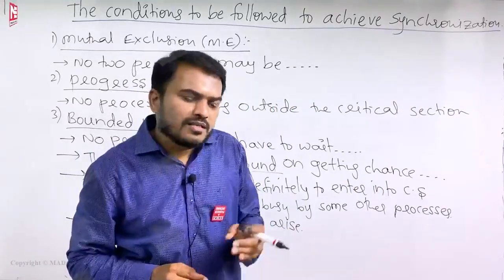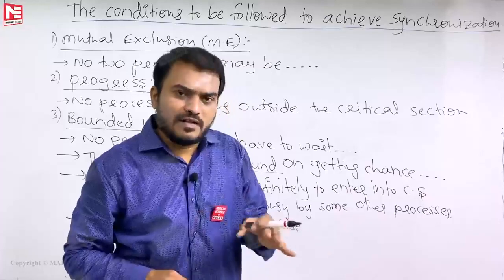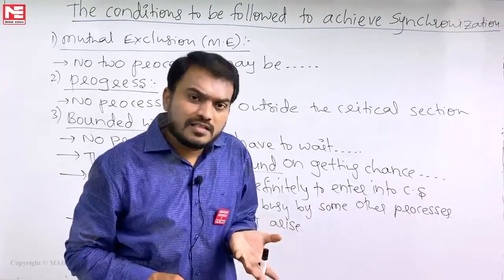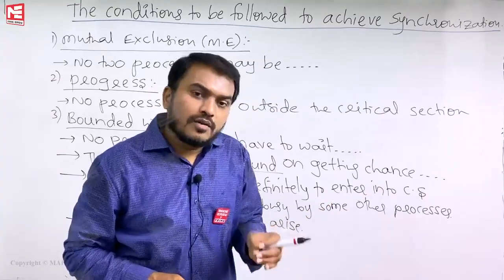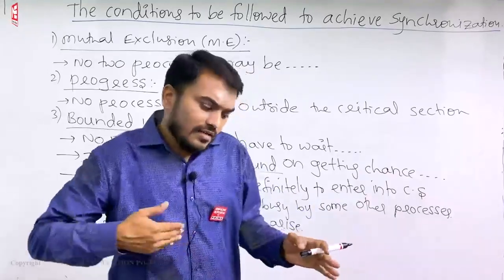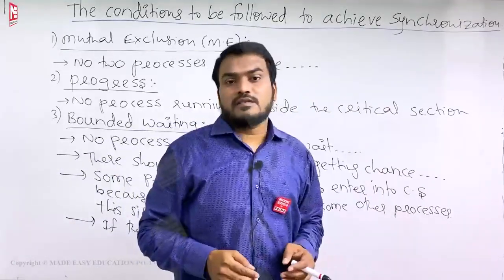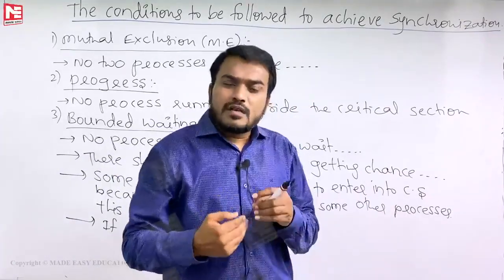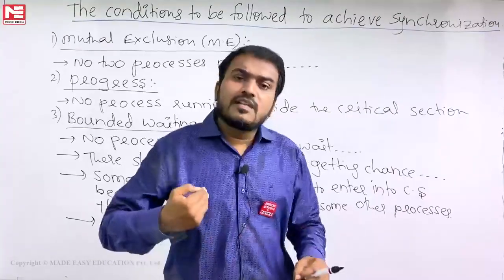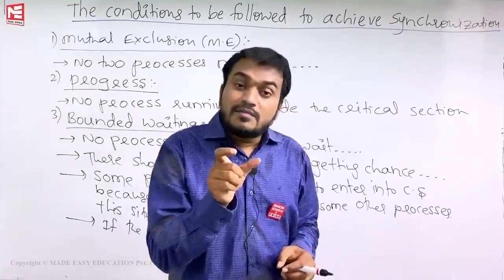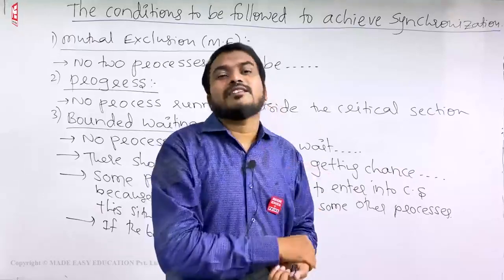After two processes come out of the critical section, meaning one by one, obviously one by one, two processes will not be inside the critical section at once. So after two processes come out of the critical section, this will definitely get a chance to enter into the critical section. After how many processes will it definitely get a chance to enter? So that waiting should be bounded.